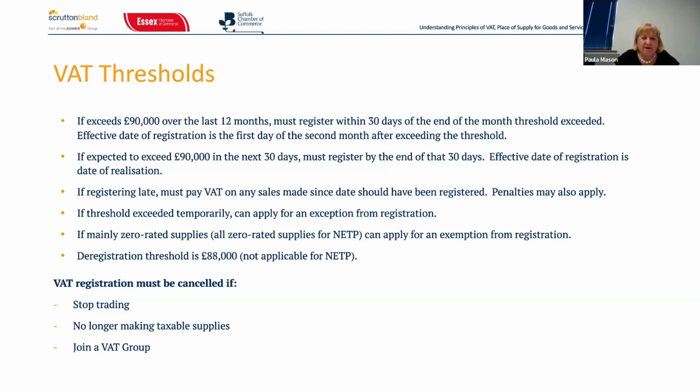If mainly zero-rated supplies, you can apply for an exemption from registration as well. And if you are a non-established taxable person with all zero-rated supplies, then you can also apply for that exemption. The deregistration threshold is £88,000, but that's not applicable for the NETPs, as we said earlier. And VAT registration must be cancelled if at any time you stop trading, you no longer make taxable supplies, or you join a VAT group.